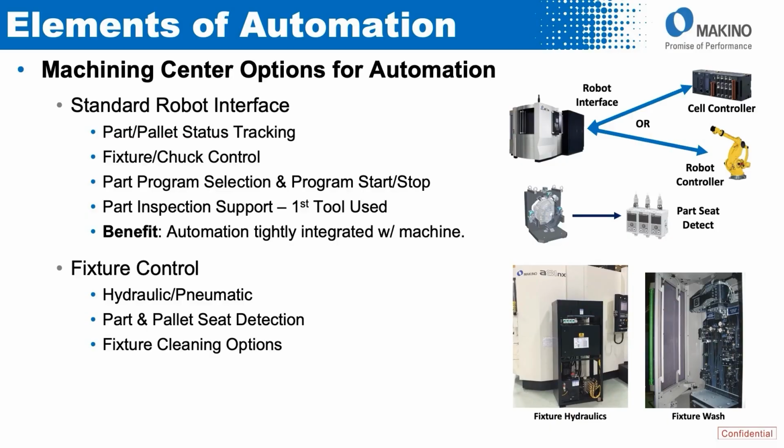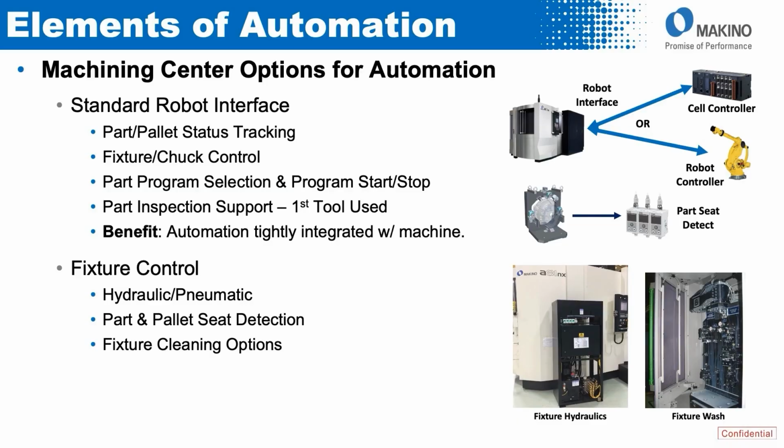Then part and pallet seat detection. So you want to make sure that that part is properly seated within the fixture, or that pallet is properly seated within the chuck, within the machine, in order to start your machining sequence. We also have machine pallet seat confirmation within the machine to make sure that the machining pallet is properly clamped to the table prior to beginning the machining process.